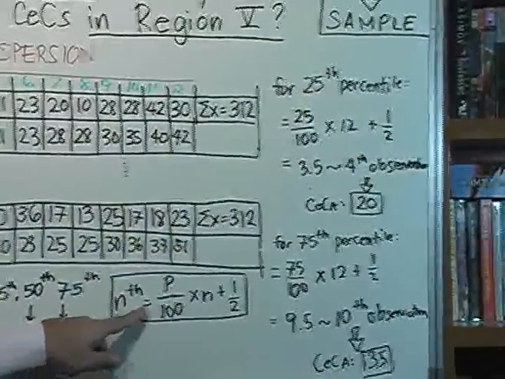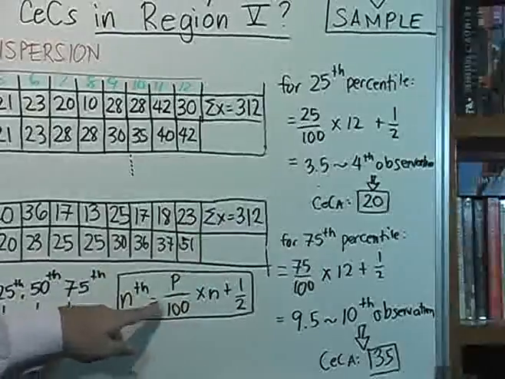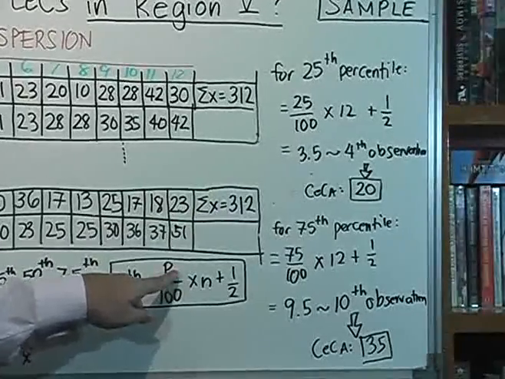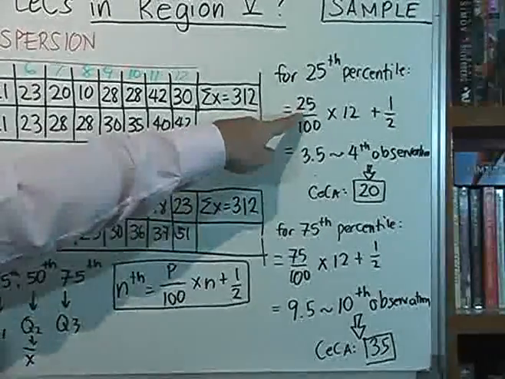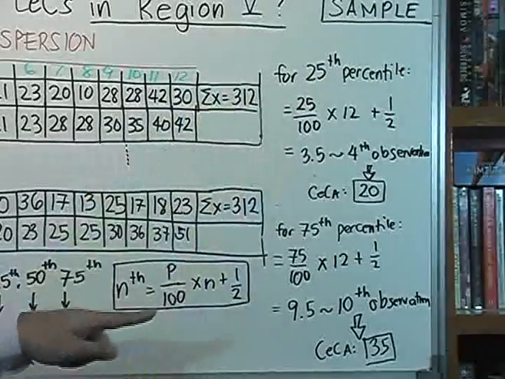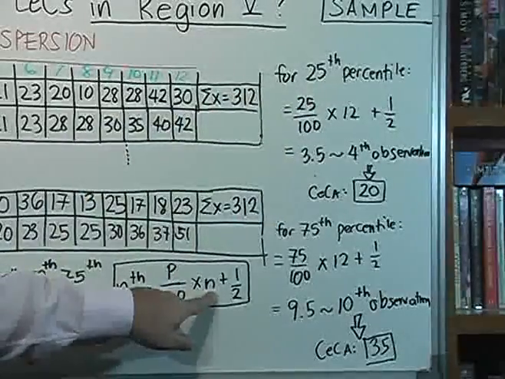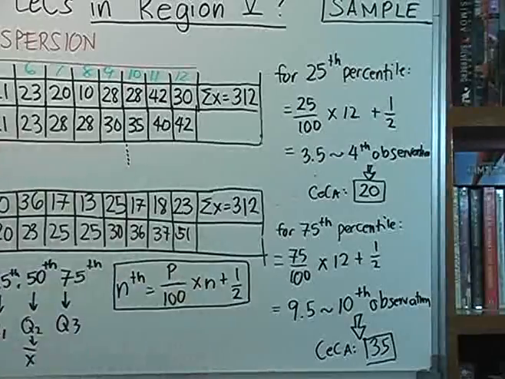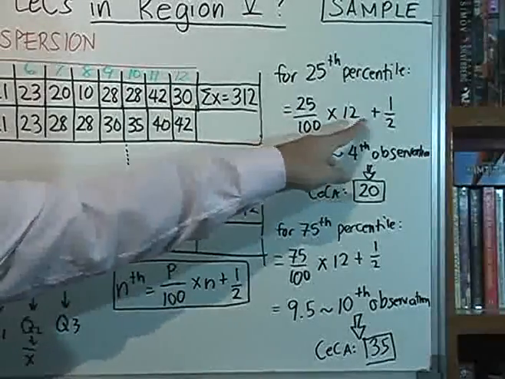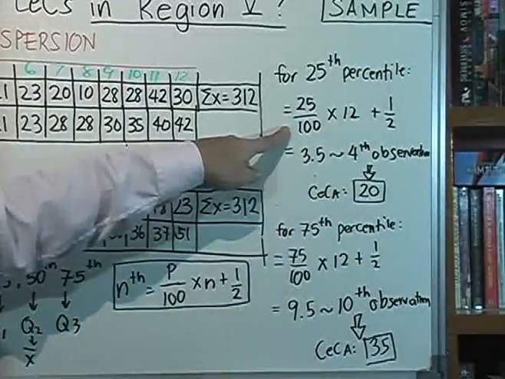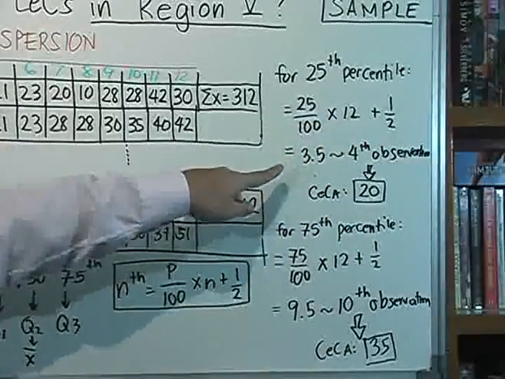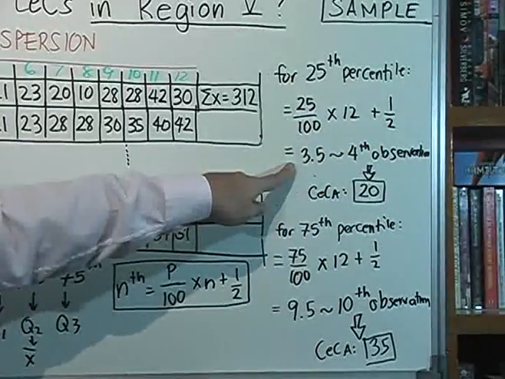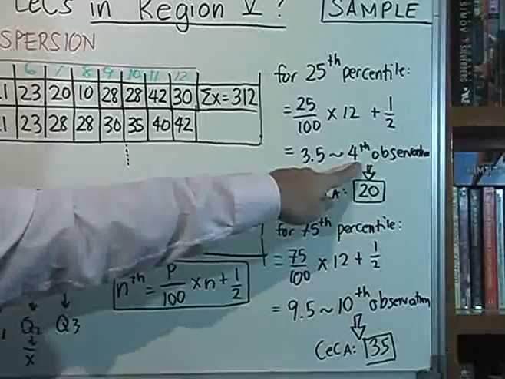So, if we substitute the numbers in this formula, P is where you put your percentile. So this is 25 for the 25th percentile. And the N here refers to your number of observations. Again, it's 12, plus 1/2. So this is your formula. And if you compute for this, you will end up with 3.5. And if you round that off, you will get 4.